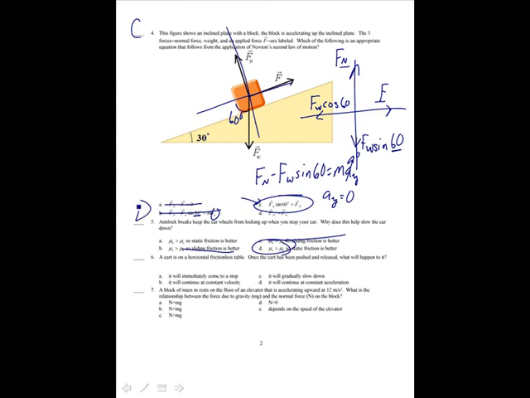The card is on a horizontal frictionless table. Once the card has been pushed and released, what will happen to it? It will continue at a constant velocity. And that's Newton's first law.